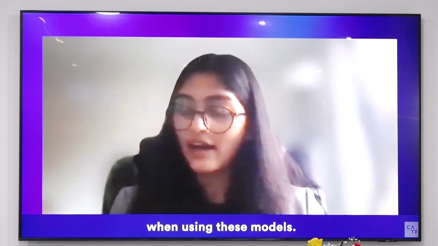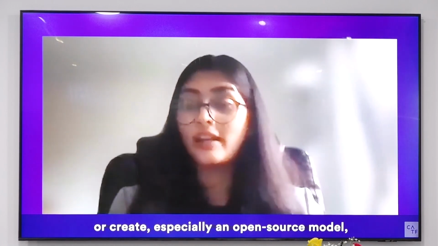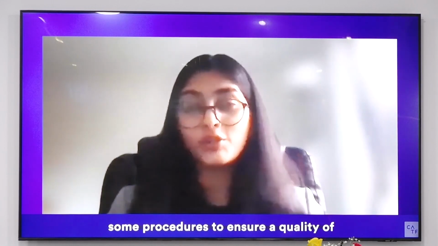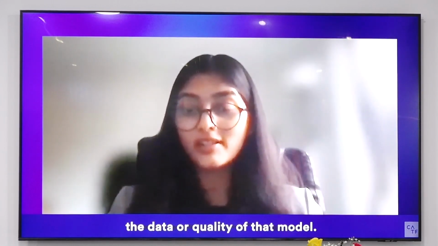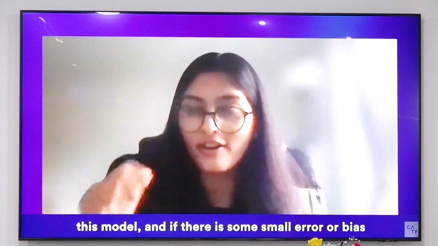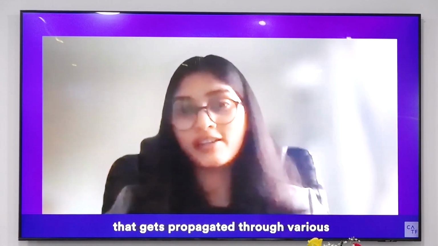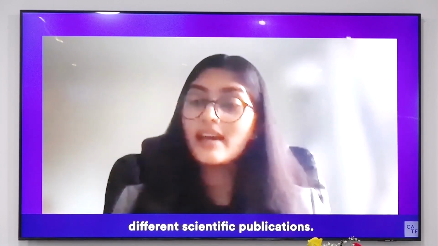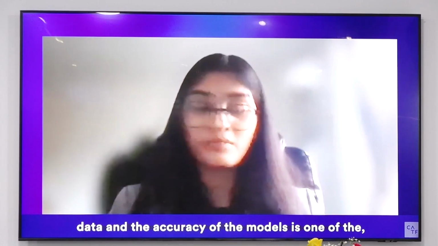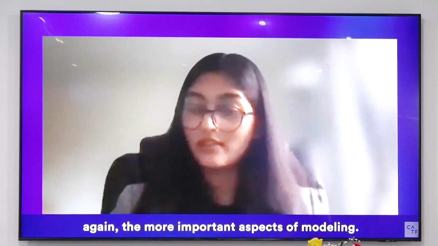And the second one is, whenever we create a model, especially an open source model and open source database, it's very important to set some procedures to ensure the quality of the data and the quality of the model. Because oftentimes multiple people keep using this model, and if there is some small error or bias in an input data set or an error in the model, that gets propagated through various scientific publications. So ensuring the quality of data and the accuracy of the models is again one of the more important aspects of modeling.